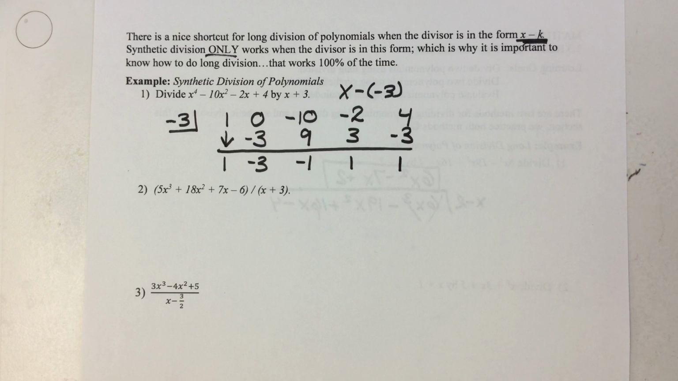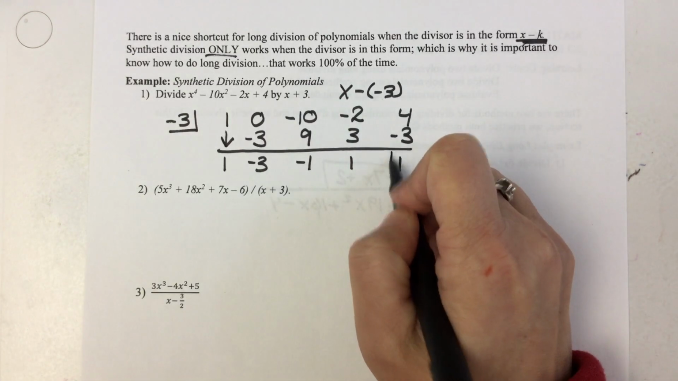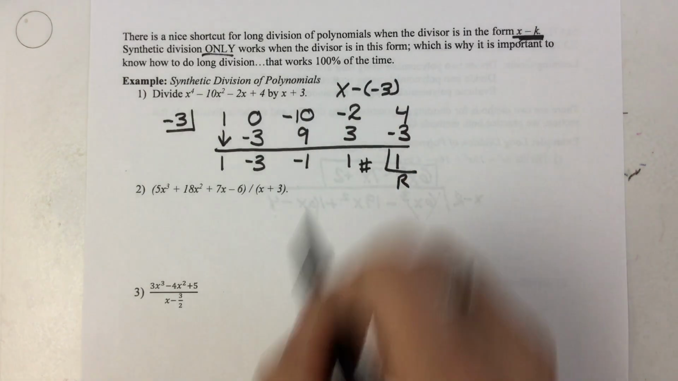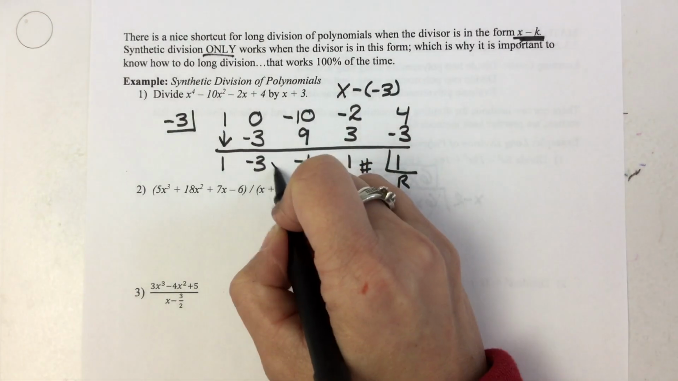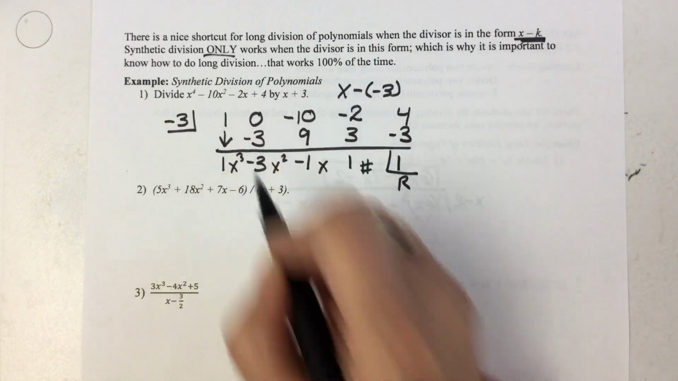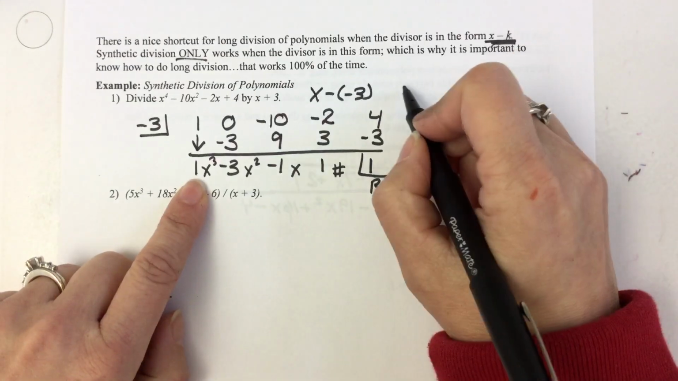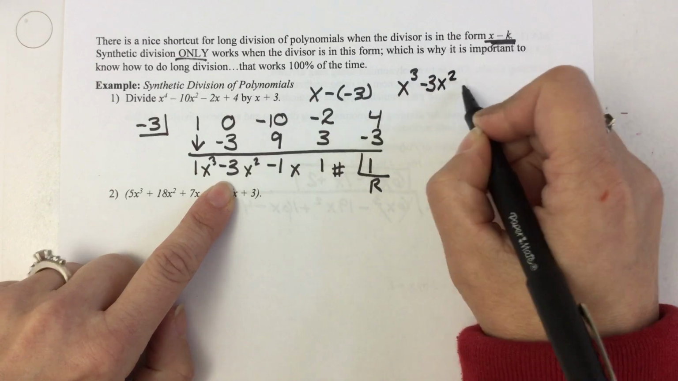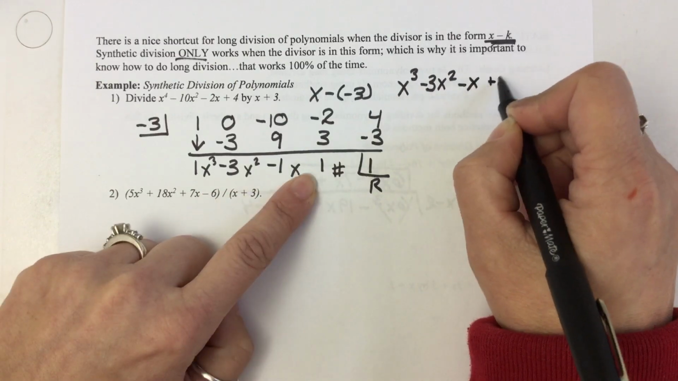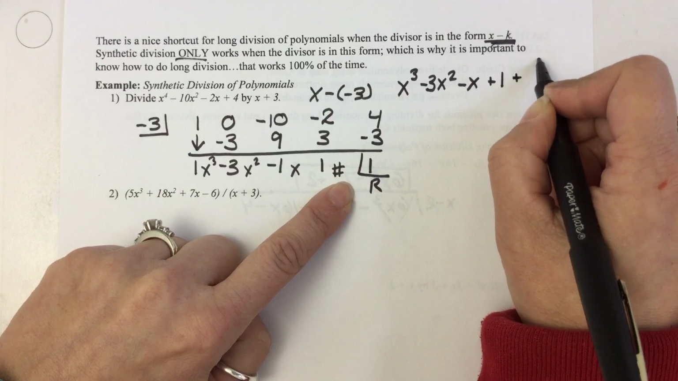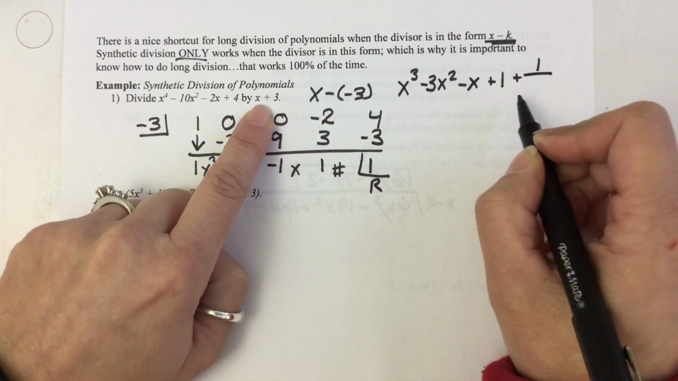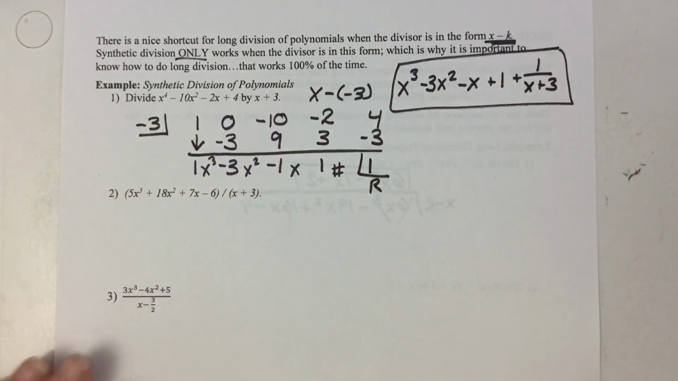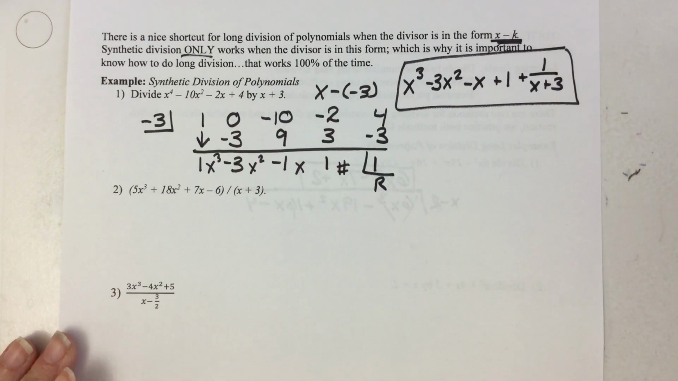Now when you're done, when you've gone through all of the values, the last number is your remainder. Next to your remainder is your constant. Next to that is x, then it would be x squared, then it would be x cubed. So my final answer here would be 1x cubed minus 3x squared minus 1x plus 1. My remainder is a 1. It's positive, so it's plus 1 over our divisor, which was x plus 3. That is synthetic division. Look how much quicker that is.